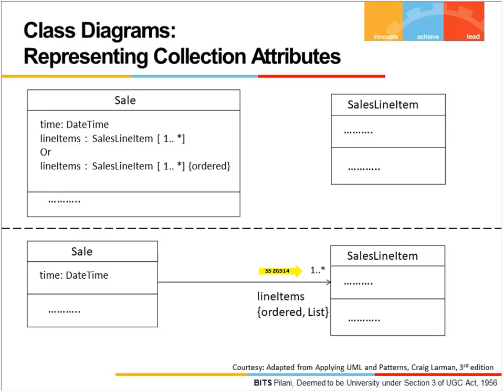I didn't get the question. How to represent person address? Okay. How do we represent inheritance in a class diagram? I'm coming to that.